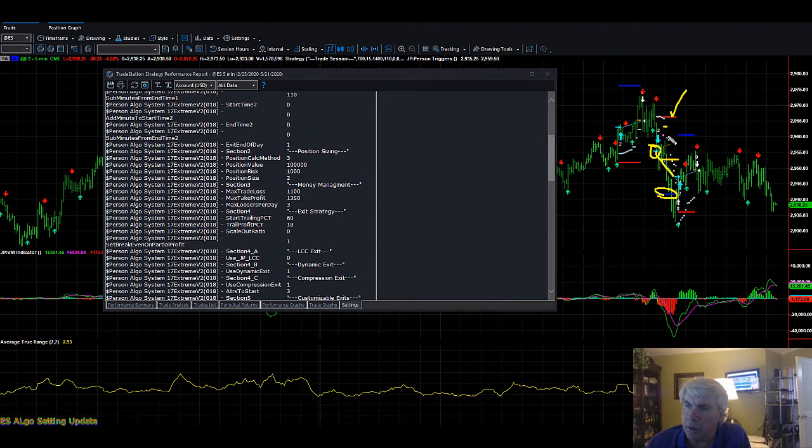These other dashed gray lines are the trailing stops, which we'll get into in just a second. You'll see right here, dynamic and compression. So this model uses 2 different stop backup strategies, a dynamic and compression. All right, next.